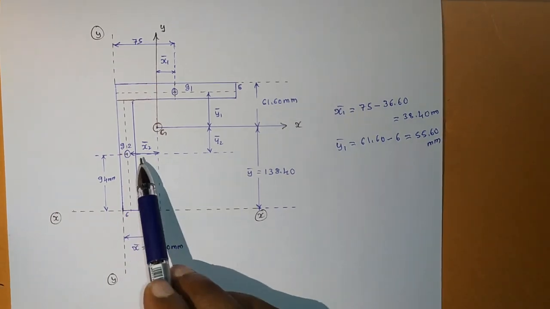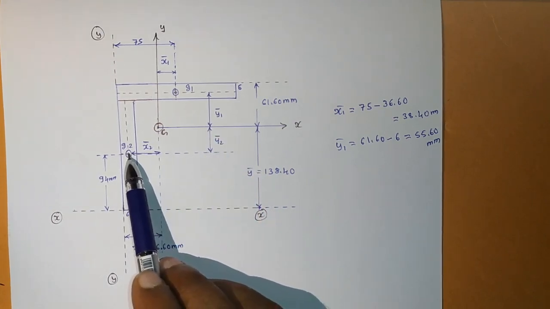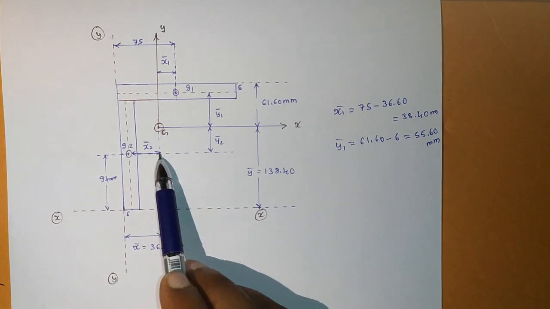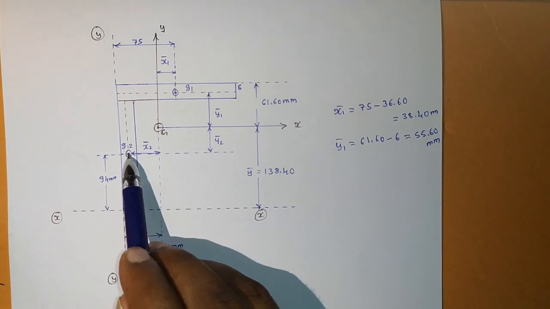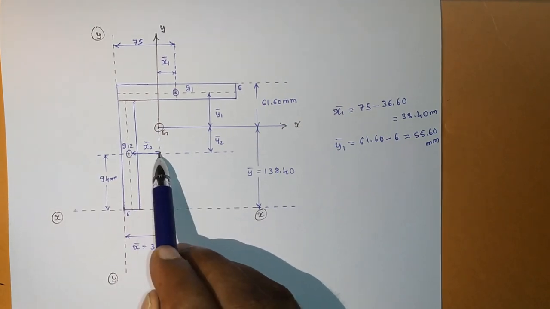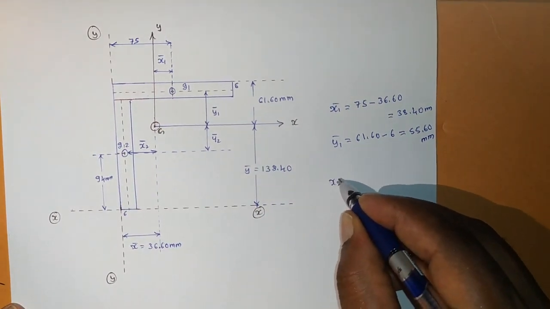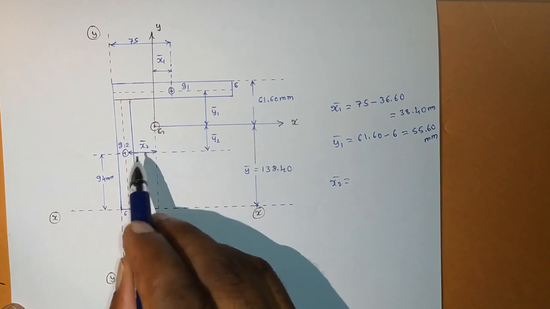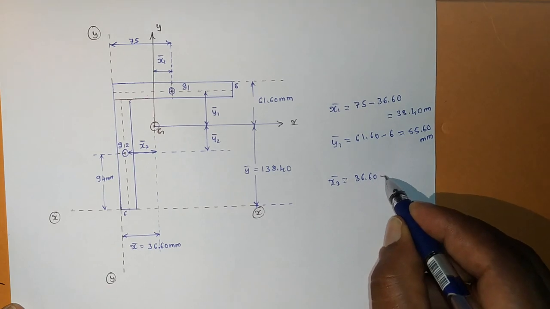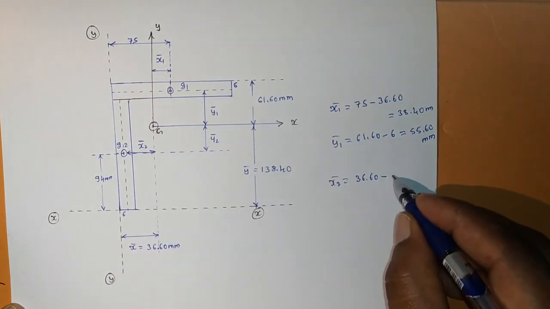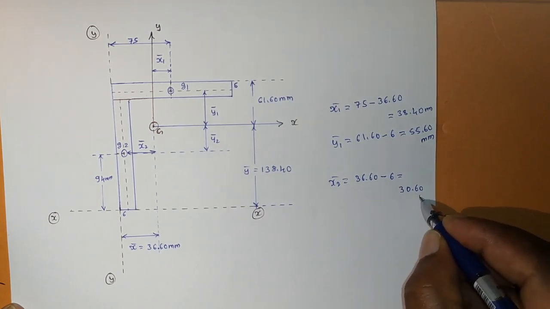Now let us mark x2 bar and y2 bar. What is x2 bar? Distance between centroid of section number 2 and centroidal axis in horizontal direction. x2 equal to, you have to find out this distance. The total distance is 36.60, minus 6 millimeter. We will get 30.60 millimeter.